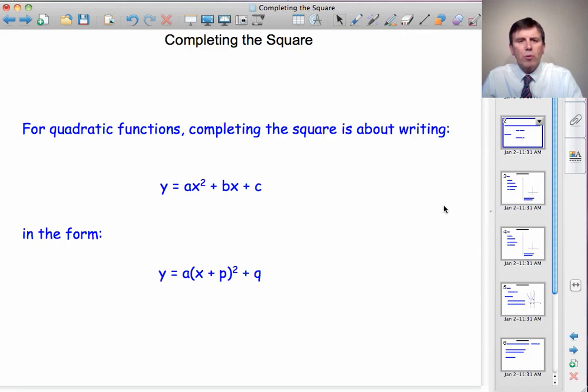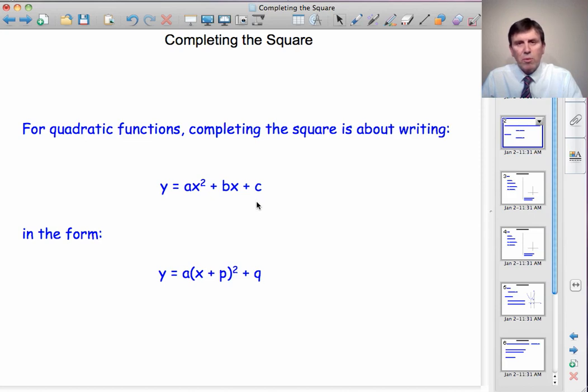Completing the square. For quadratic functions, completing the square is about writing the general quadratic function y equals ax squared plus bx plus c in the form y equals a multiplied by (x plus p) all squared plus q. Now here a, b, c, p and q are any numbers. We will find that the a's will match up, but the p and q will certainly not be the same numbers as b and c.